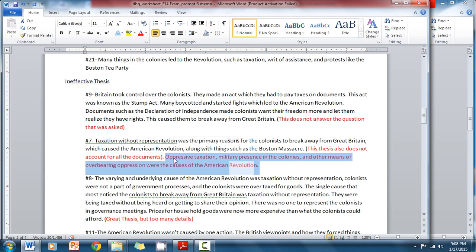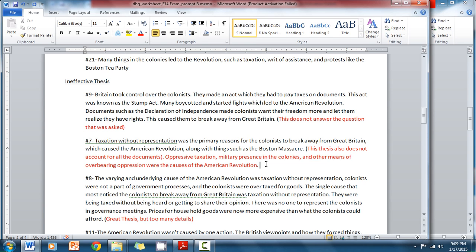So if you keep the thesis broad but still relevant, then you have so many other things that you can talk about. If you only reference the Boston Massacre in that paragraph, you can only talk about the Boston Massacre. Well, that's not going to be very efficient. It's not going to be well-rounded. It's going to be too narrow in scope.